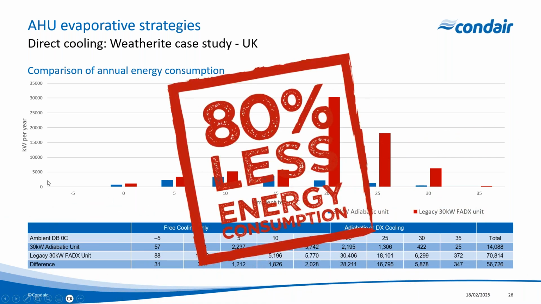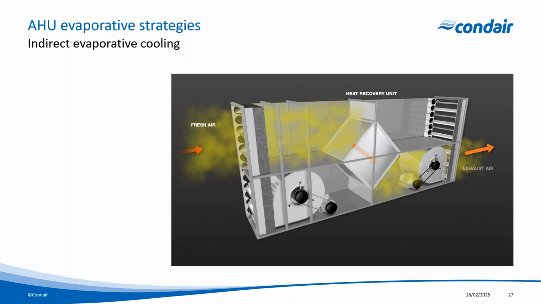So that equates to about an 80% reduction in energy consumption by moving to a direct evaporative cooling system from the traditional DX cooling system that was being used previously. So, huge savings, especially when we're considering that there are hundreds of these units out in the field. So overall, really, really successful project. So with that, we'll move into the other strategy that we'll talk about here.